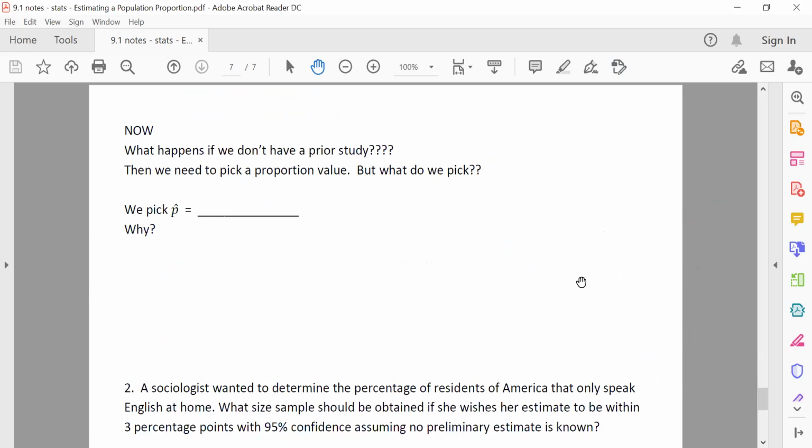If we don't have a prior study, or a p hat that we can use, we're going to use a p hat of 0.5. Technically you have to use calculus to prove this, but the reason is that it will yield us the largest sample size possible. So being conservative, we use a p hat of 0.5 so that we know we will capture the margin of error that we want. So that finishes off section 9.1.